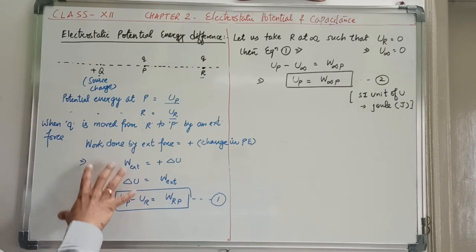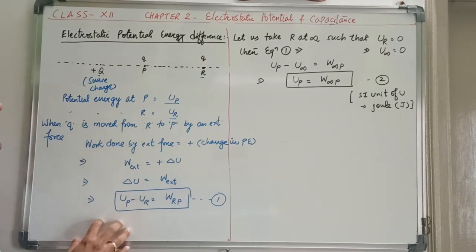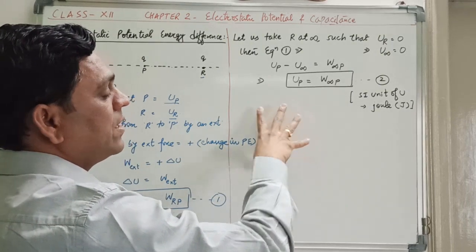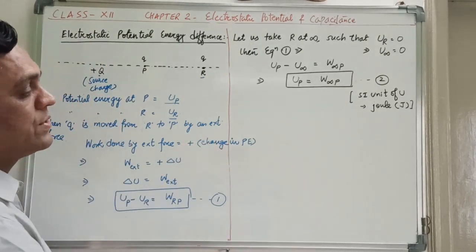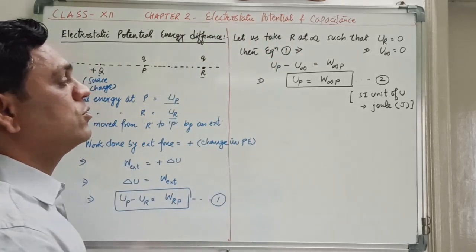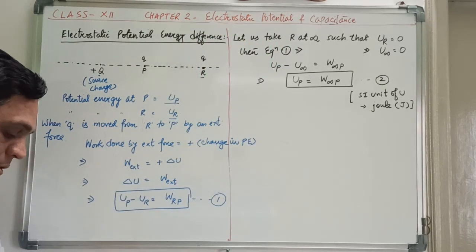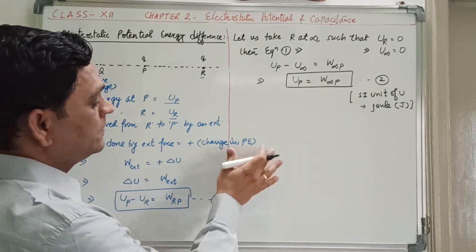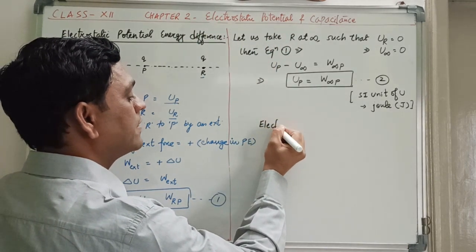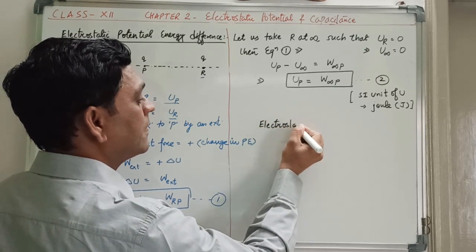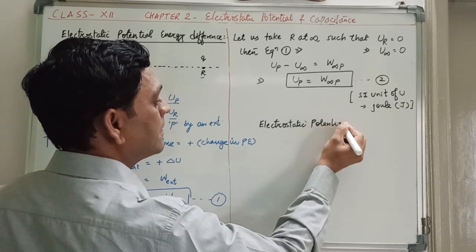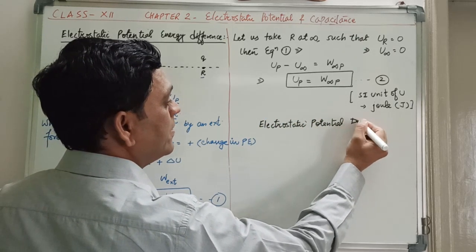Now why have we defined this electrostatic potential energy here? Because from this electrostatic potential energy we will be defining a new physical concept, and that concept is known as electrostatic potential, correct? So now we take the next topic, and that topic is electrostatic potential difference.